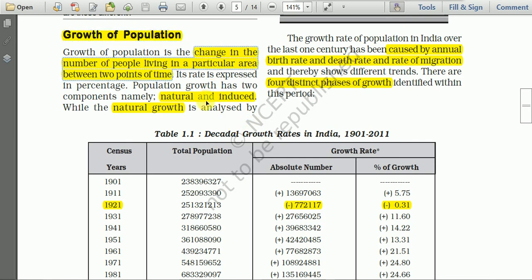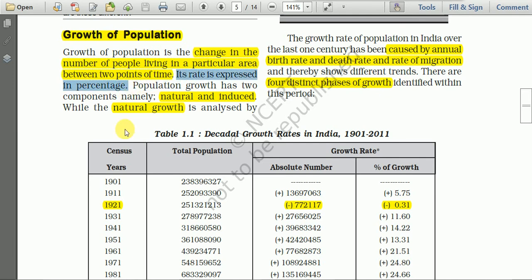The growth of population is the change in the number of people living in a particular area between 2 points of time. So growth refers to change in the number of people living in a particular area. Here the change may be positive or negative. If there is increase in number, we call it positive growth. If there is decrease in number, that is called negative growth. And its rate is expressed in percentage.